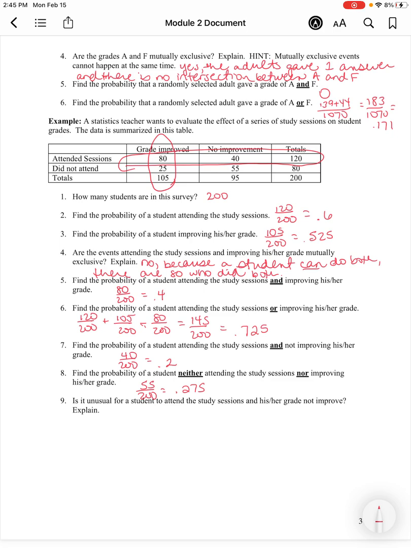Is it unusual for a student to attend the study session and his or her grade not improve? So if they attended the session but did not improve, that would be the 0.2.